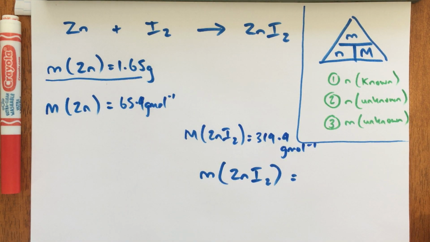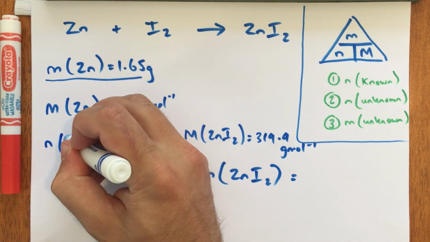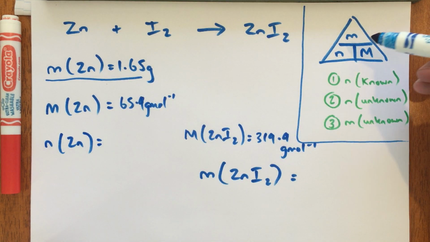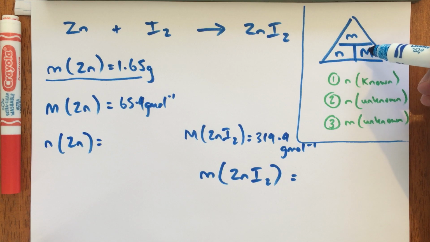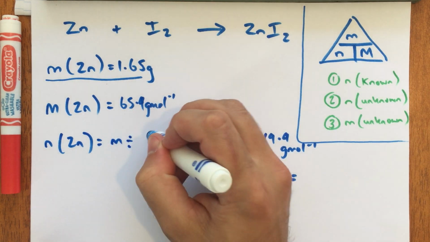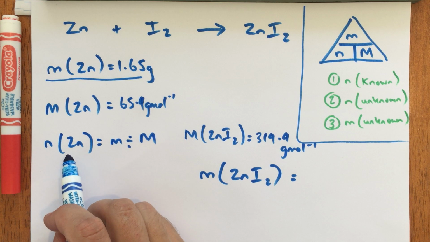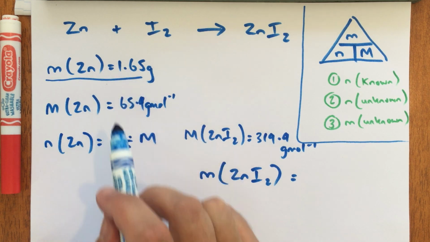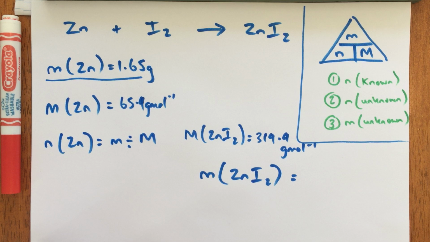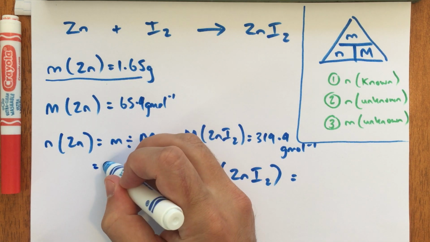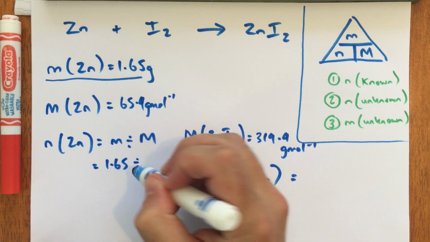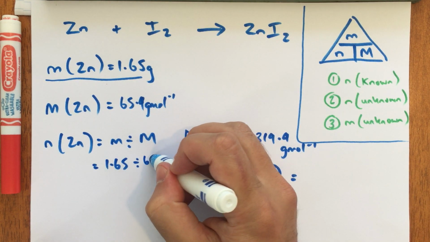Okay, so let's work through our 3-step process. Step number 1 is find the number of moles of the known. The known in this question is zinc because I was given the mass of it. So to find number of moles of zinc, according to my triangle, number of moles equals mass divided by molar mass. Now to find the number of moles of zinc, I must use the mass of zinc and the molar mass of zinc. So the mass that I'm given is 1.65 grams divided by the molar mass that I'm given, which is 65.4.